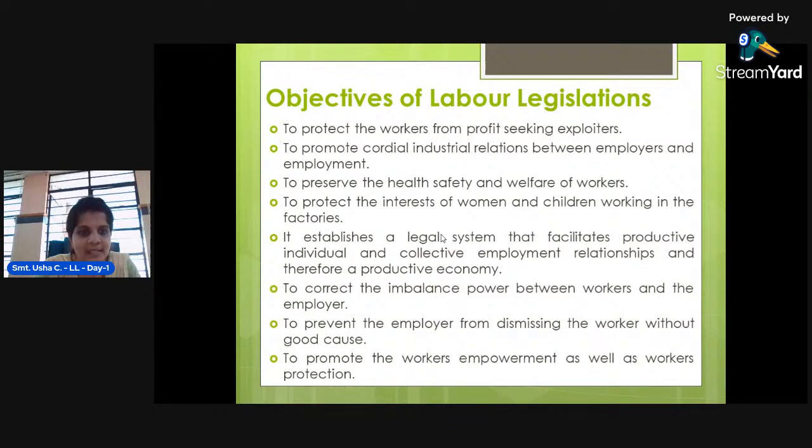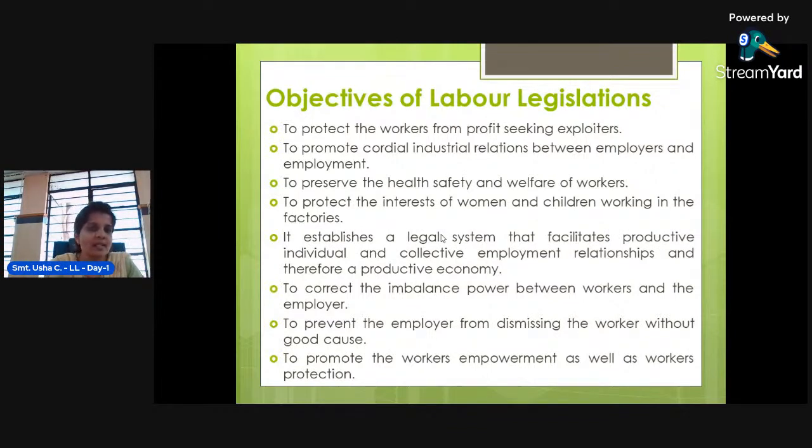I'm sorry, before that: to preserve the health, safety, and welfare of the workers. When an employee is working in an organization, it is the responsibility of the employer to provide safety measures, to concentrate on the healthcare aspects of the employees, and to provide welfare for the employees.